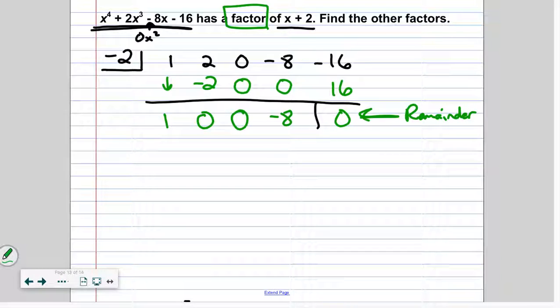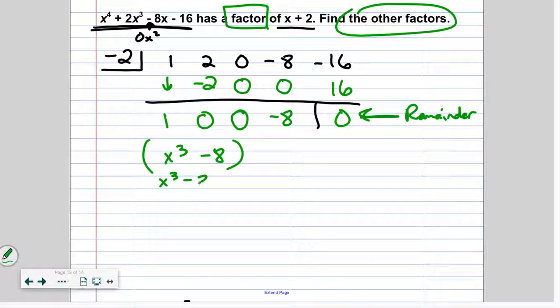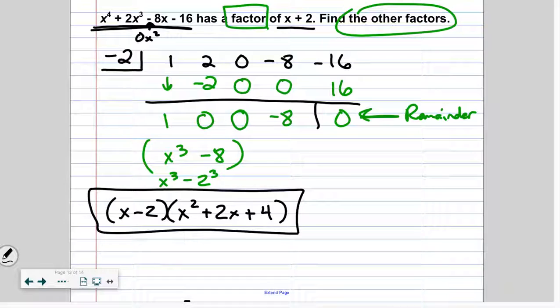Okay? So what are we left with right here? We're left with x cubed minus 8. That's our other factor. Now it says find the other factors. Well, can we factor? Then you want to go one step farther if possible. Can we factor x cubed minus 8? Yeah, that's x cubed minus 2 cubed. That's just a difference of perfect cubes. Hopefully you remember that formula: x minus 2, times x squared plus 2x plus 2 squared, which is 4. So our other factors would be these two right here.